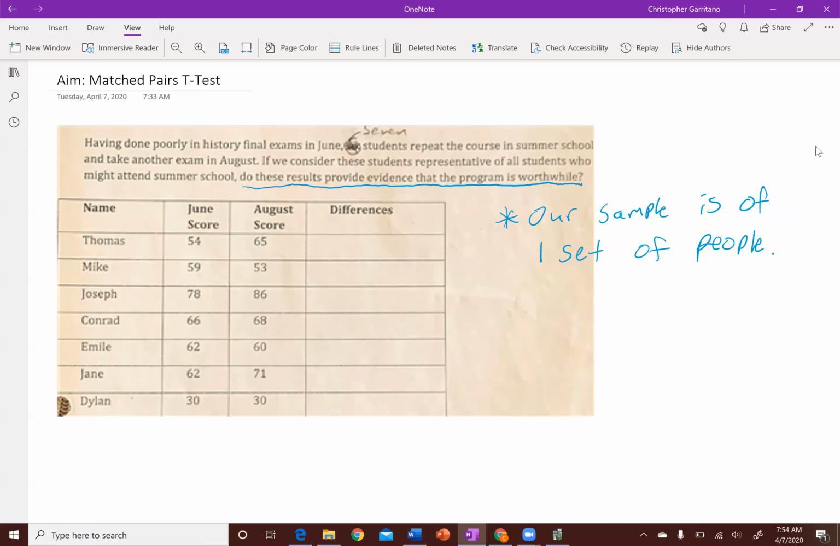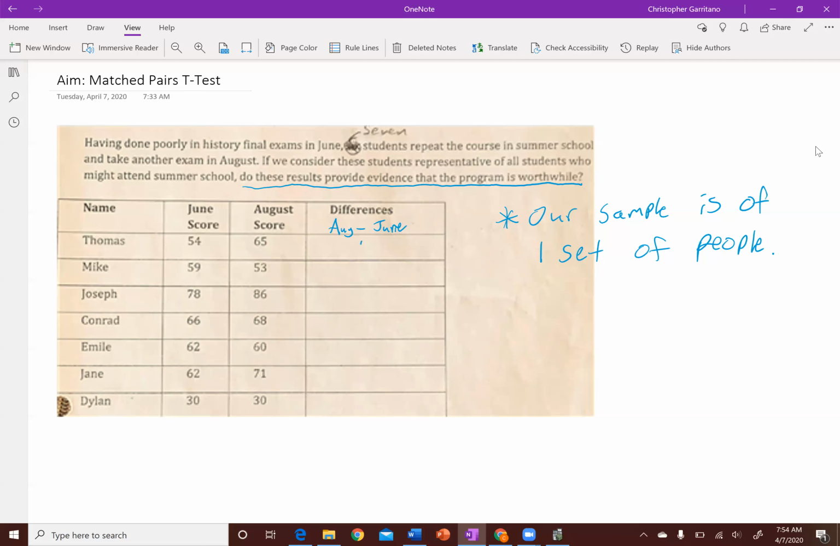So when we do a matched pairs t-test, we're actually interested in the difference between set A of numbers and set B of numbers. So today we're going to take the differences and we'll do it in the order of August minus June. I think it's always important to be very explicit about what order you're subtracting. You can do either way, but make it clear what direction you're subtracting because it makes a difference, of course.